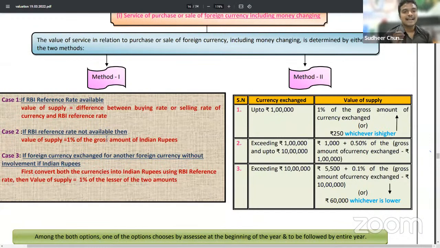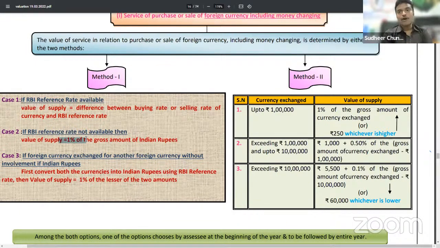Okay, 1% of the value. That means for 10 lakhs rupees given, I have purchased foreign dollars. Then in such case, on 10 lakhs into 1%, we deem your commission. 10 lakhs into 1%, so 10,000 we deem commission. On the 10,000, you are liable to pay 18% GST. If RBI reference rate is not available, 1%.